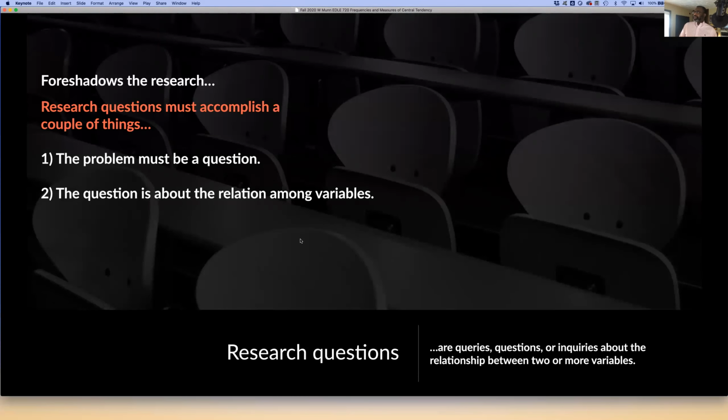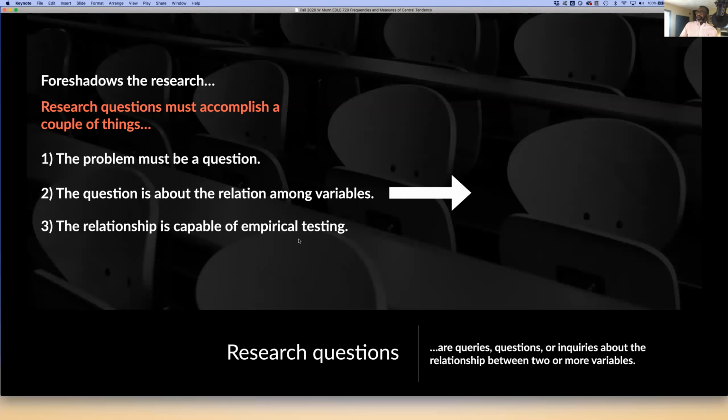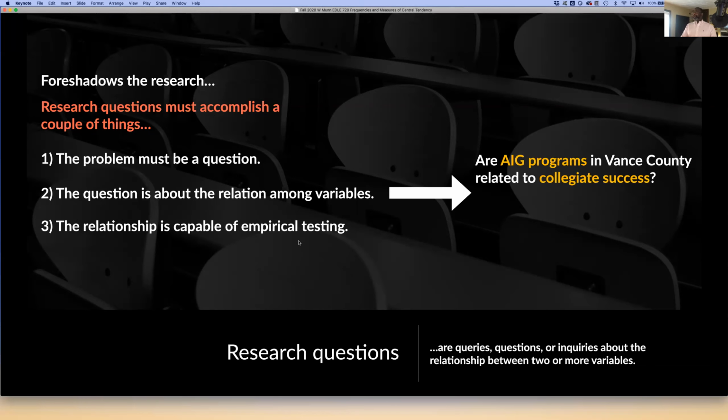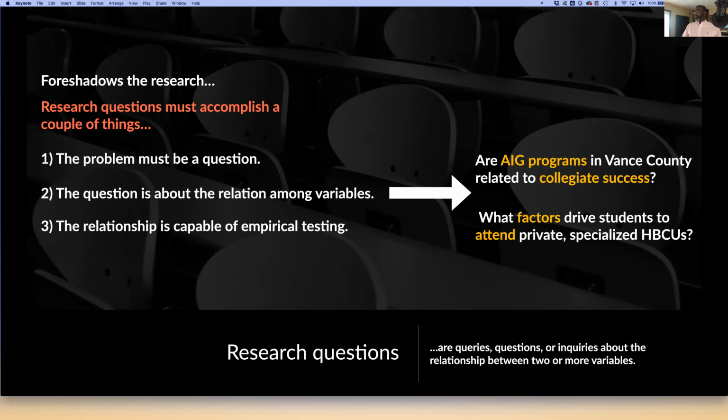So research questions foreshadow the research. They must accomplish a couple of things. The problem must be a question. The question is about the relationship between variables, and the relationship is capable of empirical testing. Are AIG programs in Vance County related to college success? What factors drive students to attend private specialized HBCUs like Meharry College and other places like that?